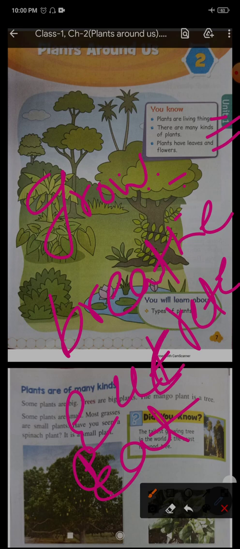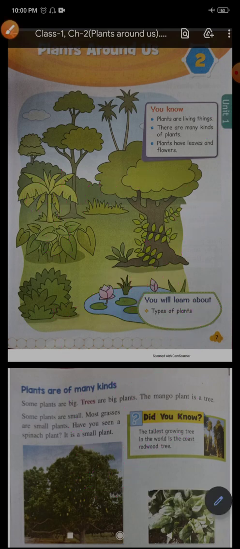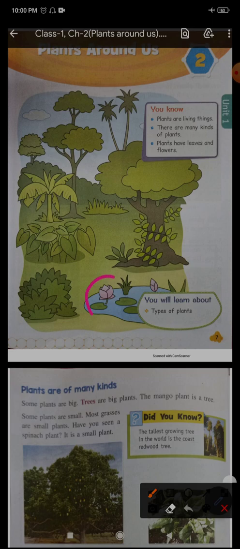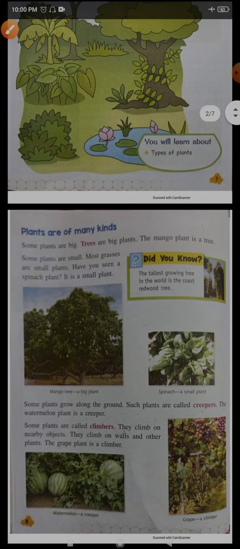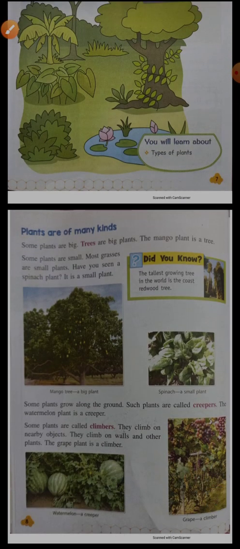Like in your home, mama makes food in the kitchen. In the same way, leaves make food in plants or trees. So the leaf is called the kitchen of the tree. And the flower is the most important part of the plant, and you will learn about the types of plants in this chapter. So let's start with the types of plants.